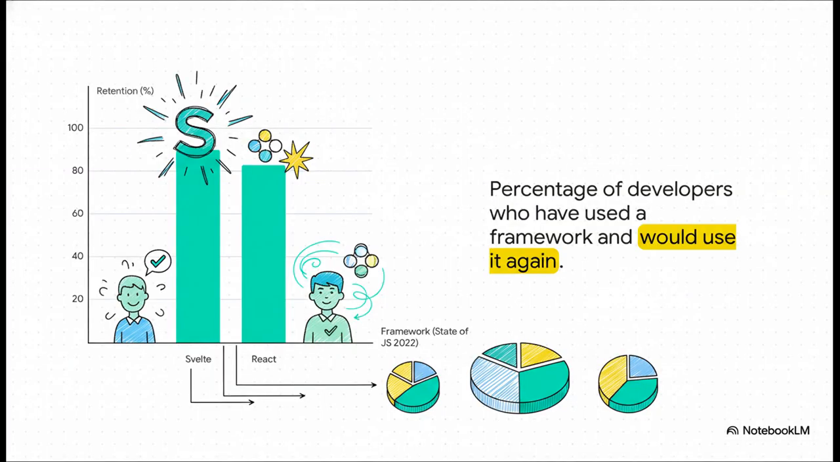And hey, that's not just a feeling. The data absolutely backs it up. The State of JS 2022 survey showed Svelte with a staggering 90% retention rate. That means 9 out of 10 devs who try it want to use it again. Now, React is still incredibly high at 83%, which is great, but Svelte clearly has something special going on when it comes to pure developer happiness.